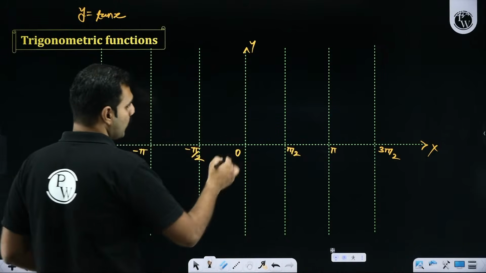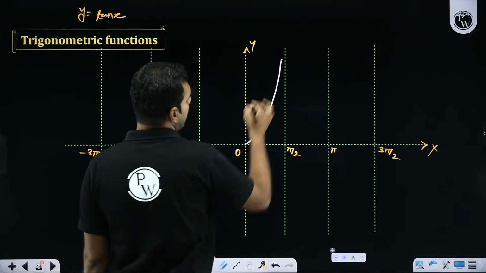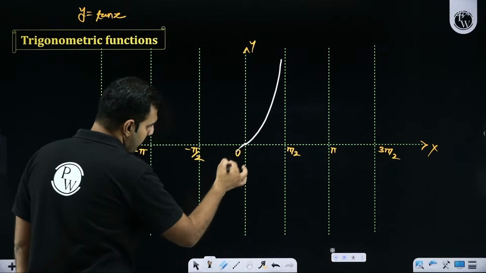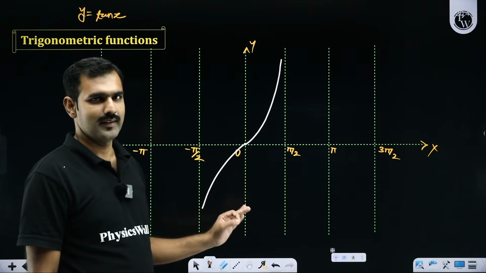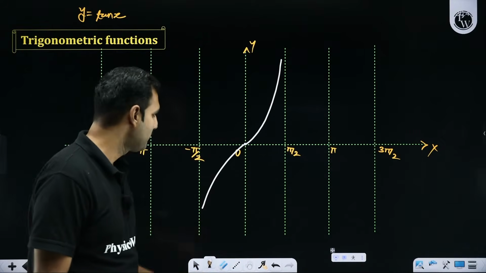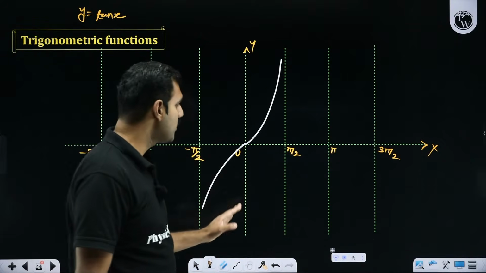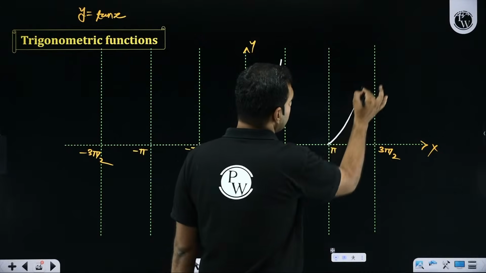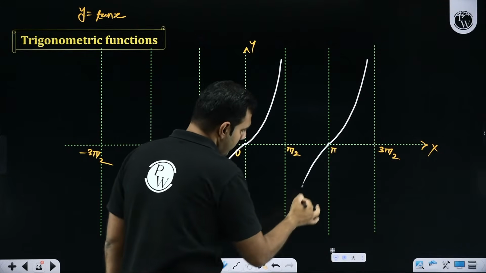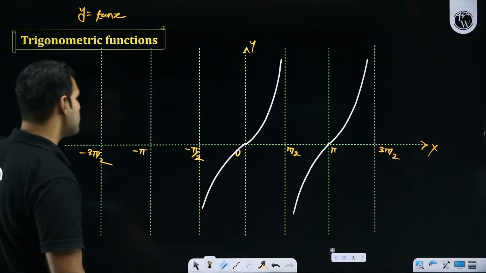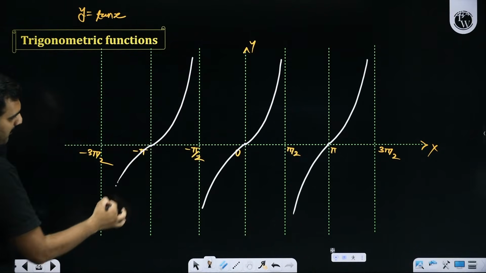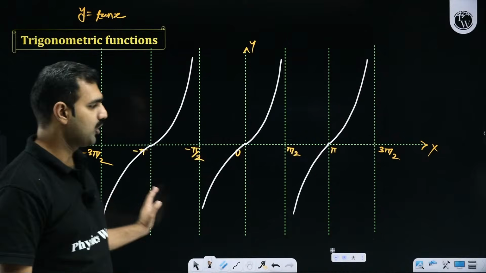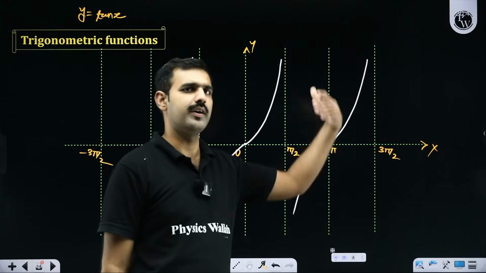So here, if you notice the curvature from 0 to pi by 2, it goes like this. From minus pi by 2 to 0, it goes like this. And the same pattern, the same chunk, repeats from pi to 3 pi by 2 like this, and from pi by 2 to pi like this. The same chunk repeats from minus pi to minus pi by 2 like this, and from minus 3 pi by 2 to minus pi like this. The same chunk keeps on getting repeated.